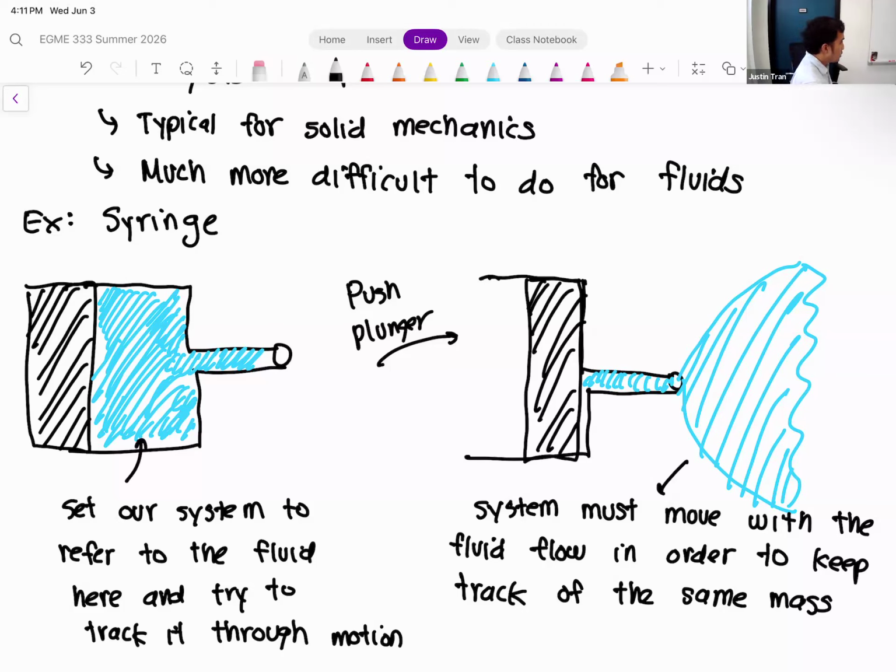So typically the more practical thing to do, and we're going to spend quite a bit of time on this, is to do what's called a control volume analysis.